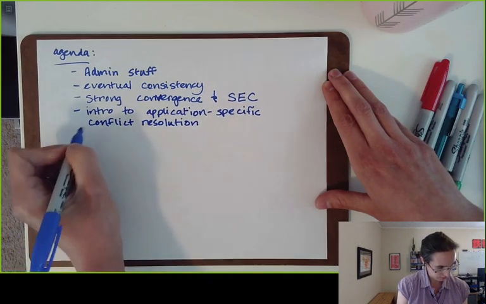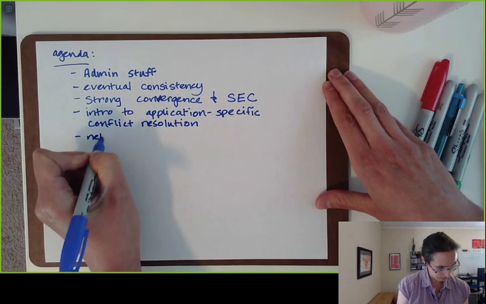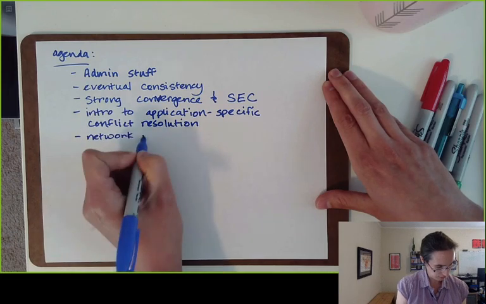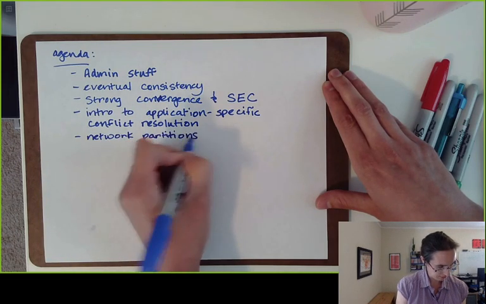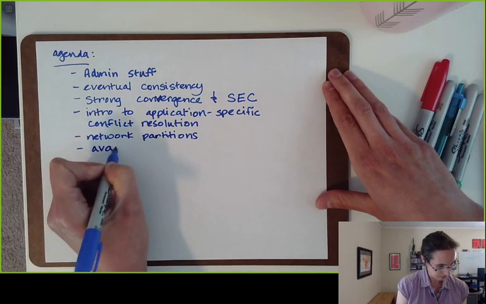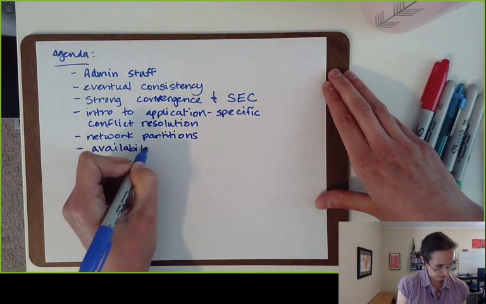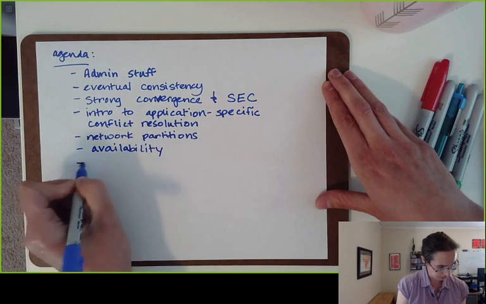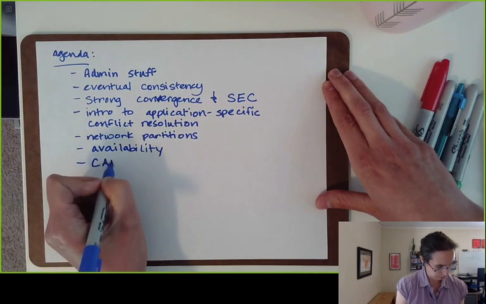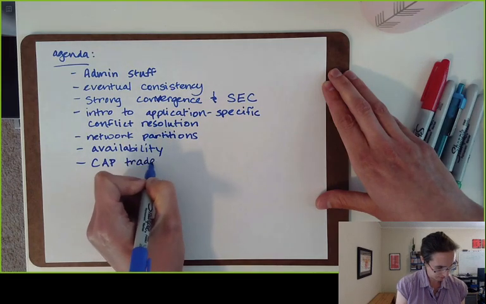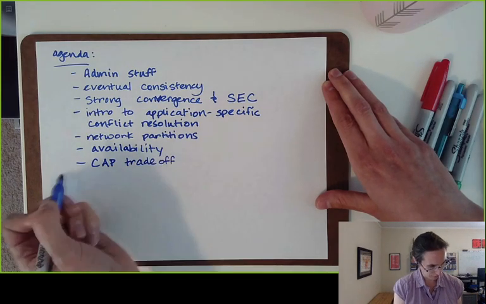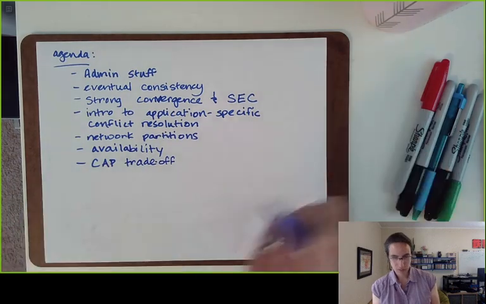And network partitions, availability, and that'll lead us into talking about CAP, the CAP trade-off. One of the most famous trade-offs in distributed systems.